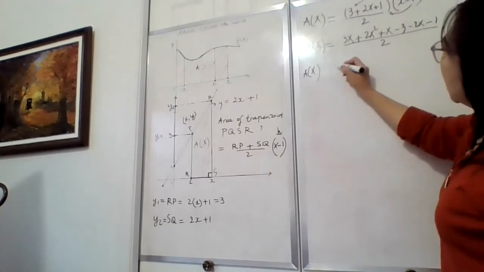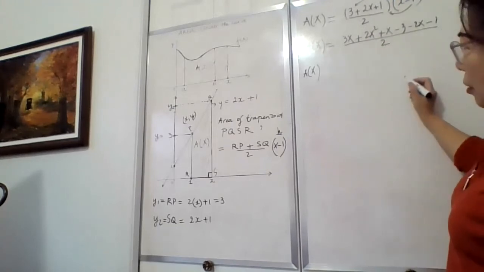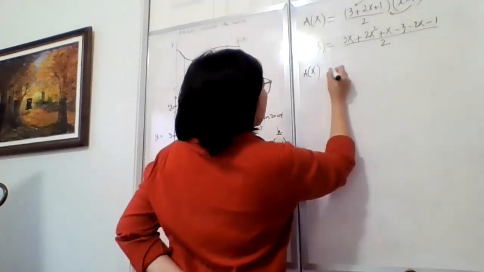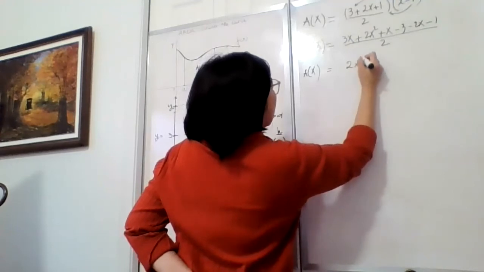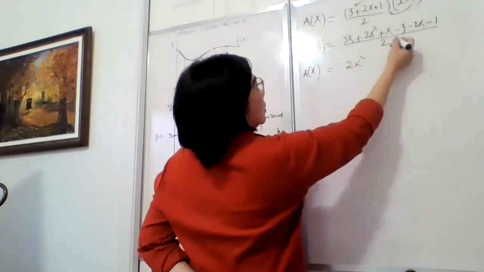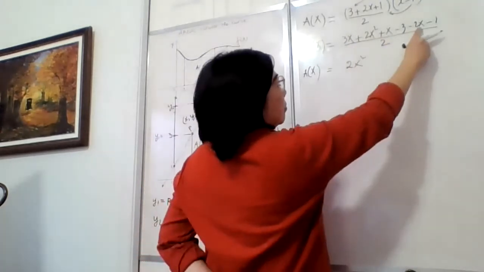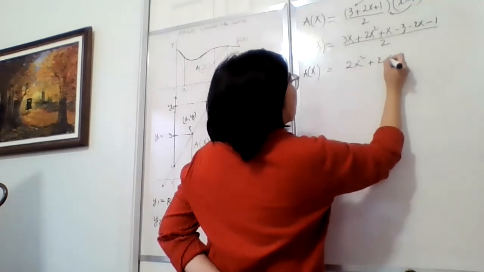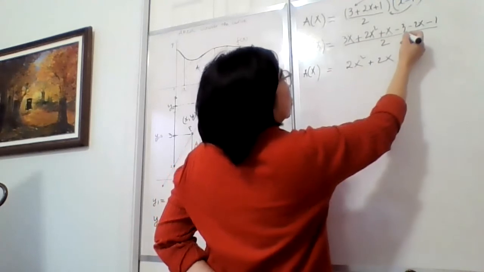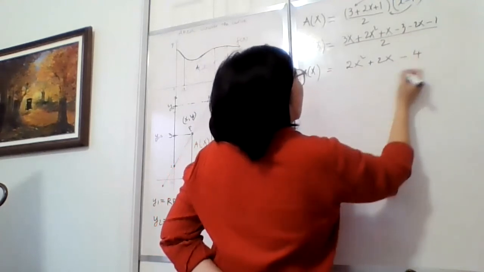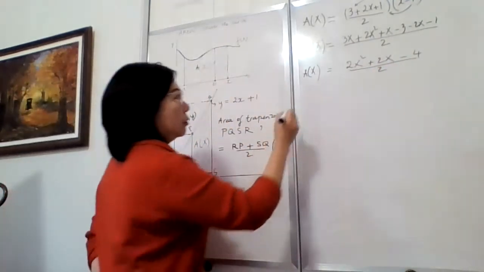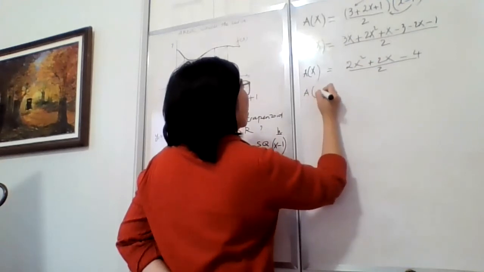I have 2x squared divided by 2. Okay, maybe just simplify the top first, okay? So I have 2x squared, 3x plus x is 4x. 4x minus 2x is plus 2x. And minus 3 minus 1 is minus 4. All of this divided by 2. So that's my function. Let's simplify one more.